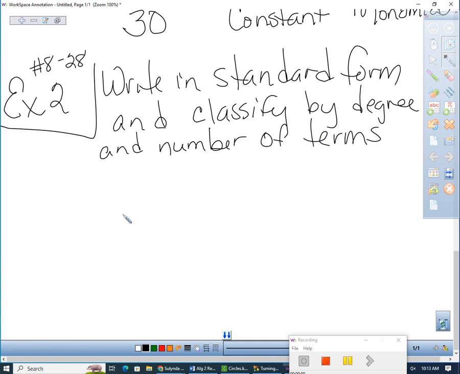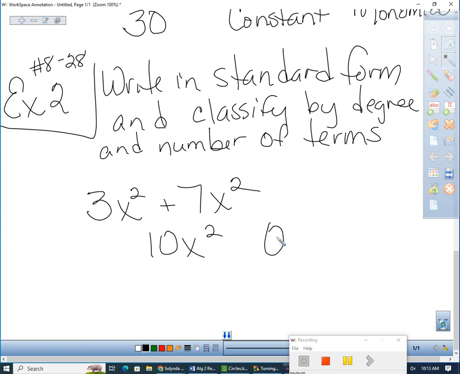All right, so let's say I have 3x squared plus 7x squared. What do you notice about those 2 terms? They have the same exponent. So they are like terms, aren't they? So we can combine these together. This is actually going to be 10x squared, right? I have 3x squared plus 7 more x squared give me 10x squared. Now we classify it. Our highest degree is a 2, so that's quadratic. And it's only 1 term, so this is a monomial, exactly.